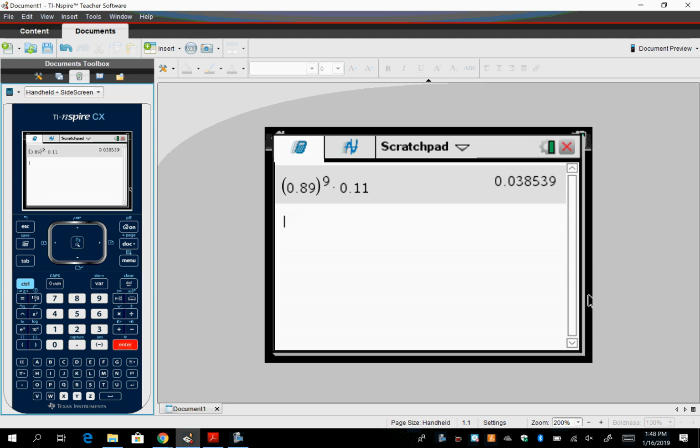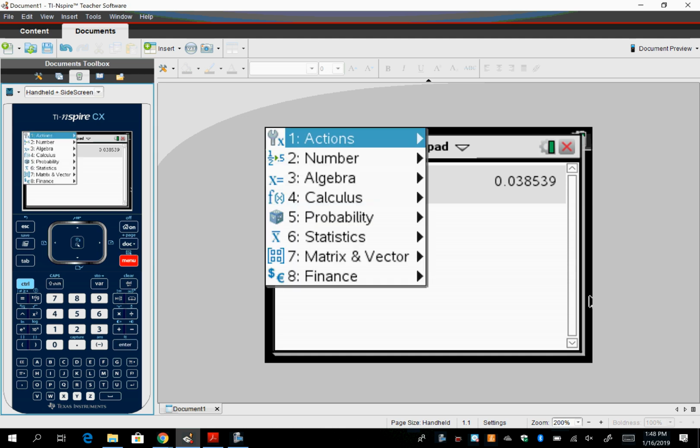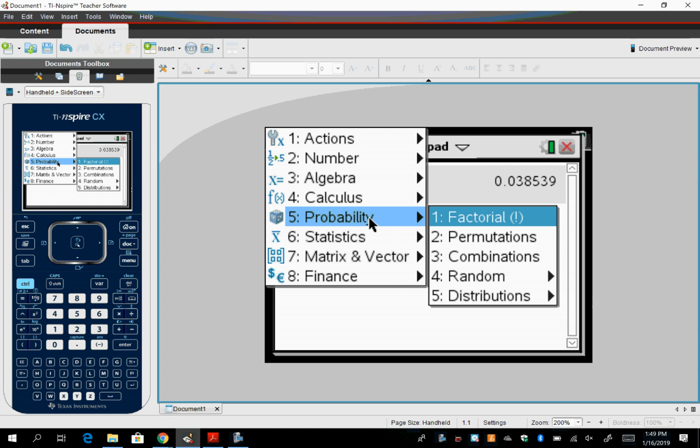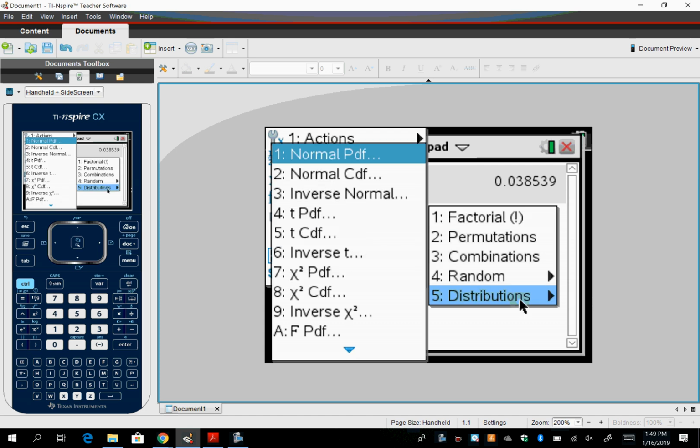Excellent. All right, now, you guys ready for this? I don't think you are. Menu. You ready for this? Menu. We've never done this before. Menu. Probability. Probability. Distributions. Now you see how there's a few up there you recognize, but I want you to keep going down.